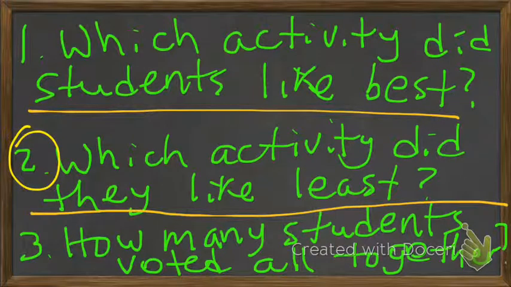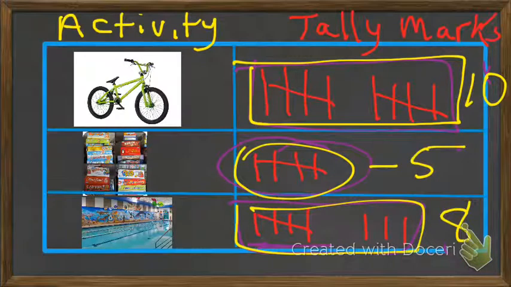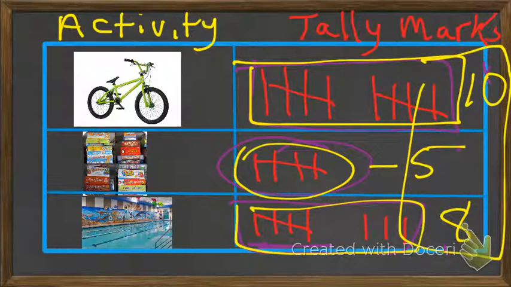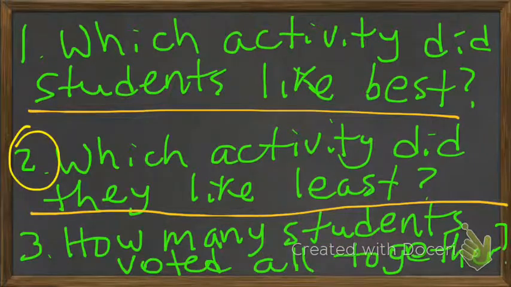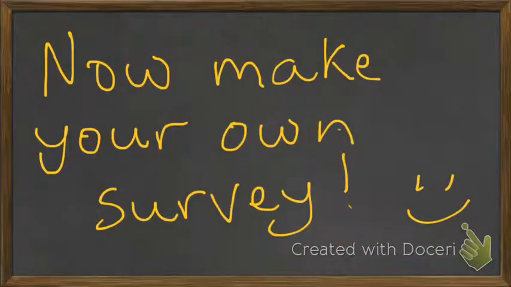And then third, how many students voted or participated all together in the survey? And again, you can go back and you can add up all of these, and you get 10 plus 5, which is 15, plus 8 more, so then you're going to get 23. So that would be our answer to that one. So now that you know how to make a survey and look at it and come up with questions, now you can make your own survey. Good luck.